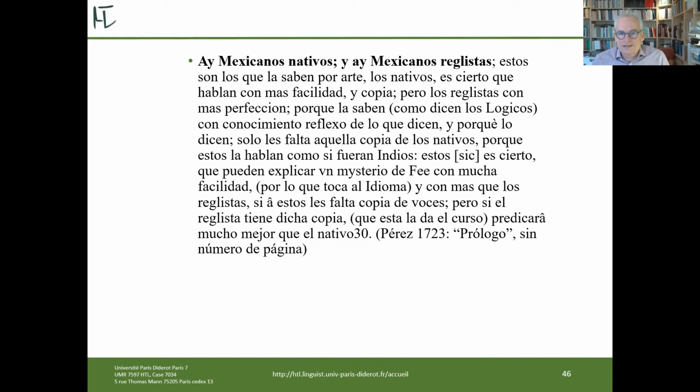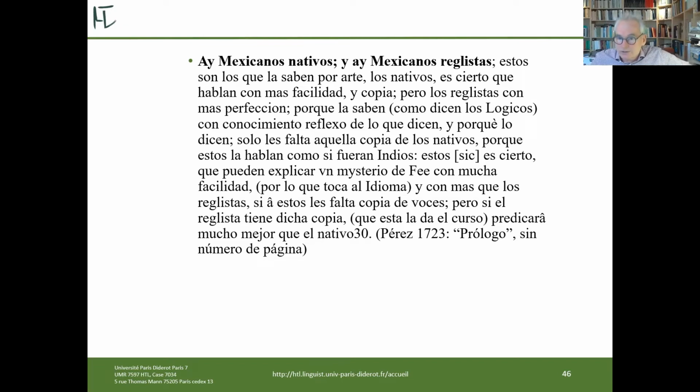Los nativos es cierto que hablan con más facilidad. They speak more easily, more fluently, facilidad y copia, with a rich vocabulary. Pero los reglistas con más perfección. Actually, they know, not speak, it is saben. They know the language with perfection.